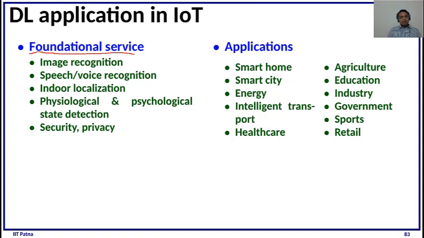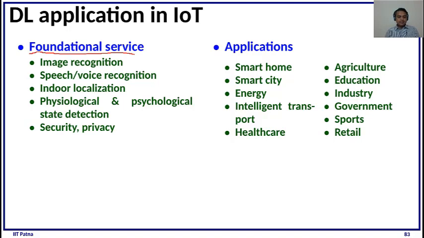Another very important aspect is physiological and psychological state detection, because nowadays there are plenty of wearable devices which can actually monitor the physical condition of a person. They can monitor the blood pressure, the heartbeat, and different other kinds of stuff.